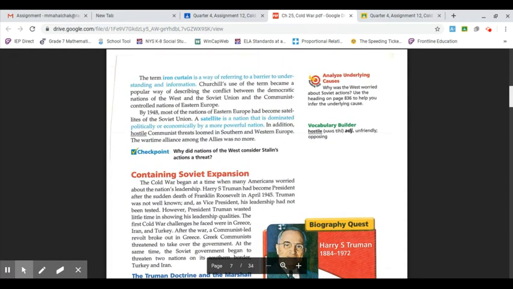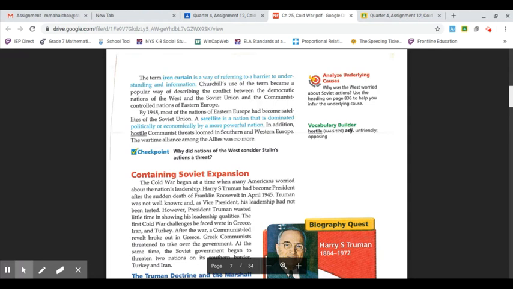The term Iron Curtain is a way of referring to a barrier to understanding information. Churchill's use of the term became a popular way of describing the conflict between the democratic nations of the West and the Soviet Union and the communist-controlled nations of Eastern Europe.